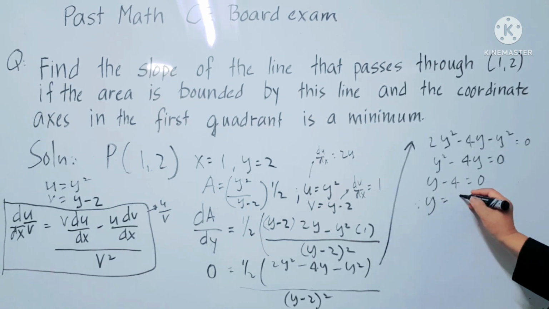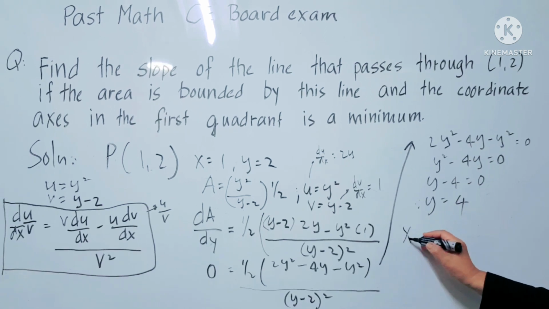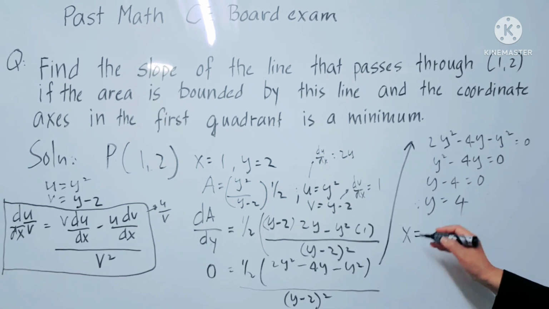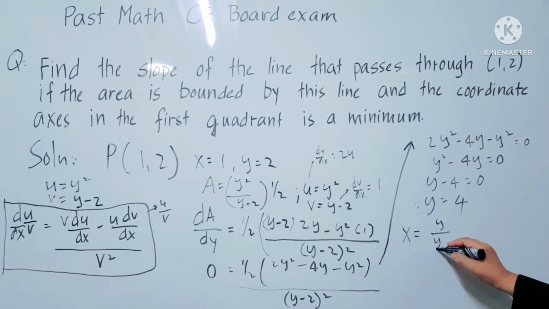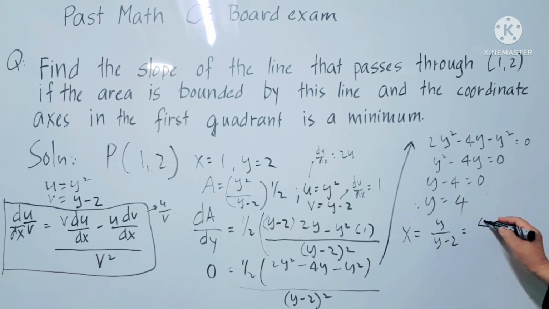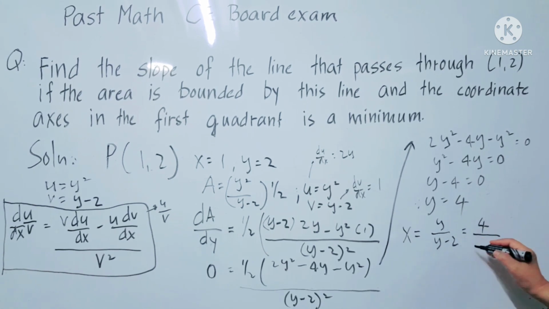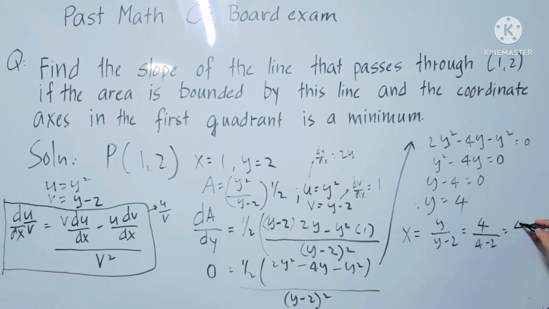Now, y is equal to 4. Using the x we solved earlier, which is equal to y divided by y minus 2, y is 4, and y minus 2 is 4 minus 2. That means 4 divided by 2. Therefore, x is equal to 2.